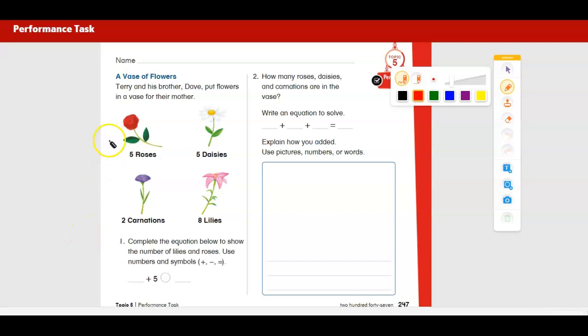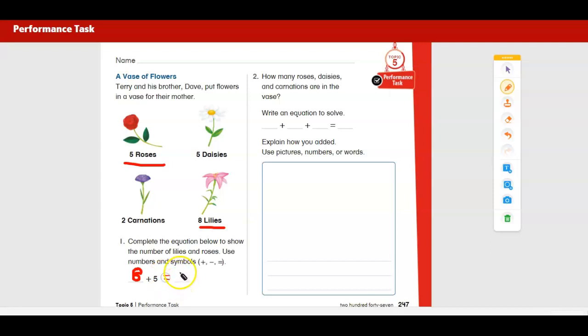Alright, so with all of our vase of flowers work we were doing, on number 1 we wanted to complete the equation below. We wanted to show the total number of lilies and roses. So we already had the 5 for 5 roses, so we needed to write 8 for the 8 lilies. I changed my pen size a little bit. And then we needed to add together 8 plus 5. Then our symbol would say equals, and 8 plus 5 equals 13.